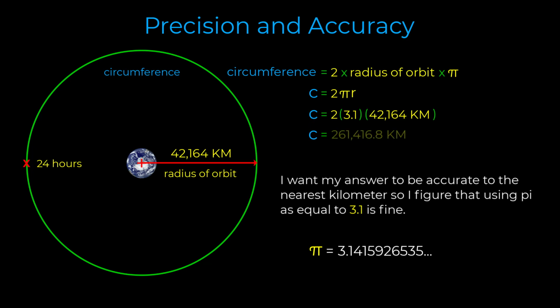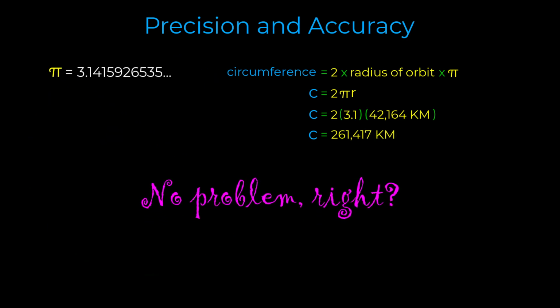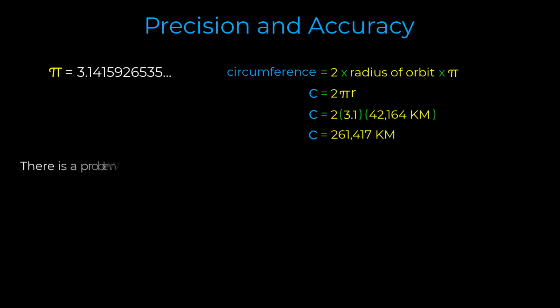The total distance is 261,416.8 kilometers, which I round to the nearest whole number of 261,417 kilometers. No problem, right? Well, yes, there is a problem.